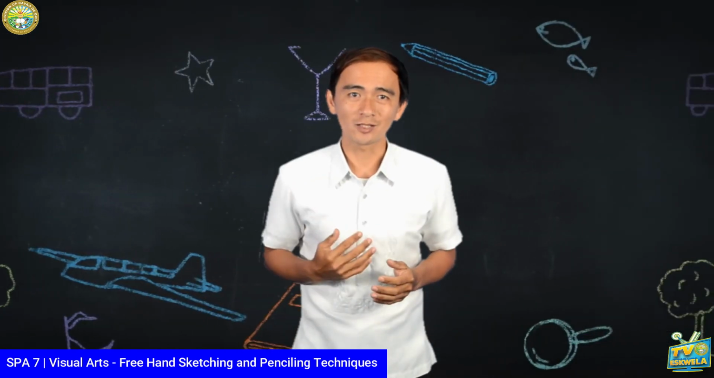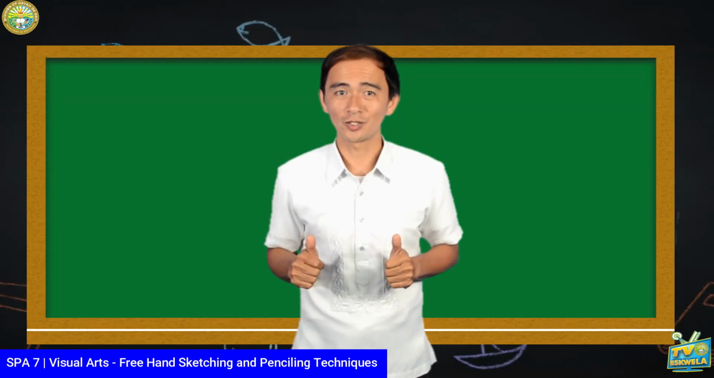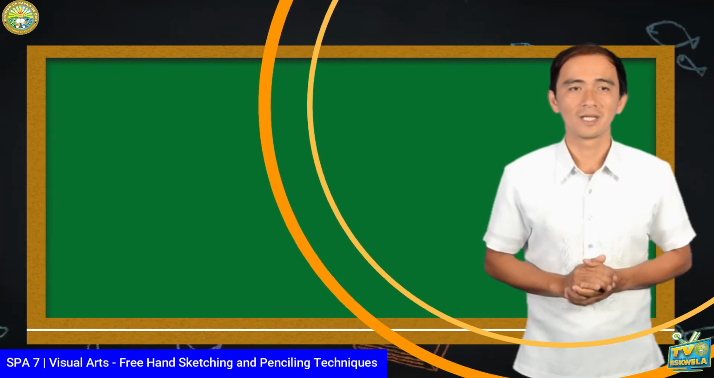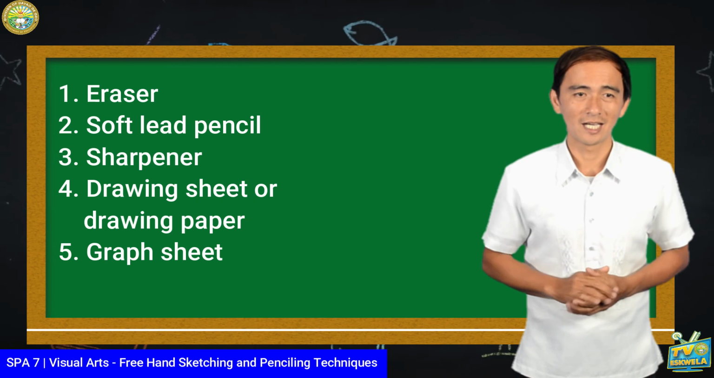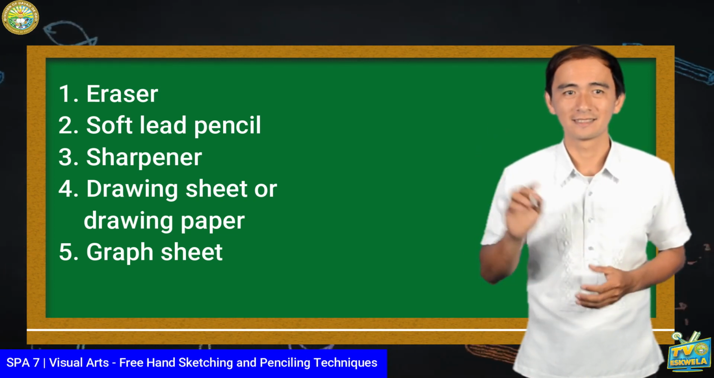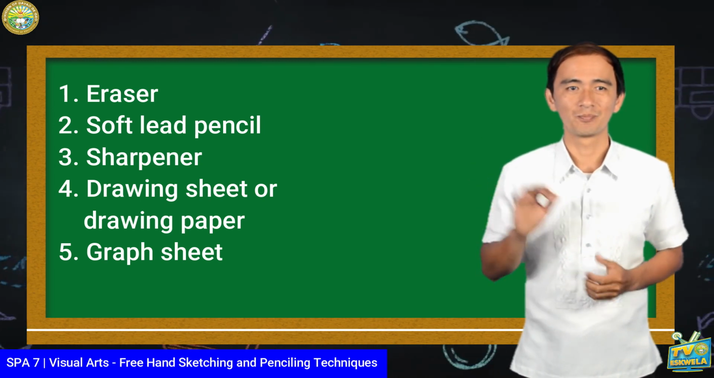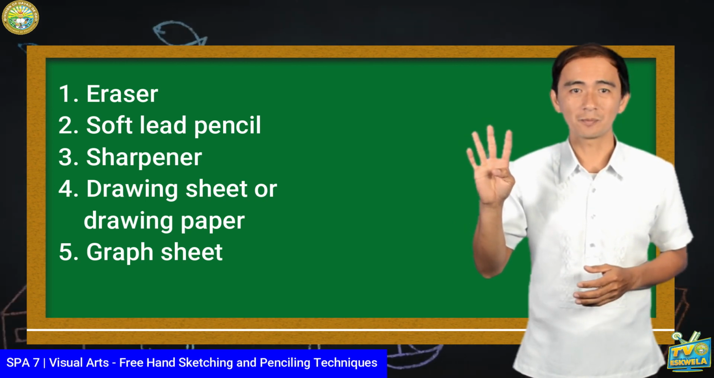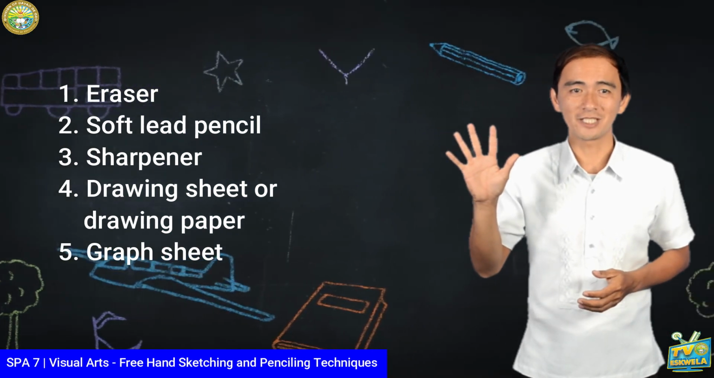Now let us try to check your answers. Are you excited to know your score? Alright! Number 1, eraser. Number 2, soft lead pencil. Number 3, sharpener. Number 4, drawing sheet or drawing paper. Number 5, graph sheet.